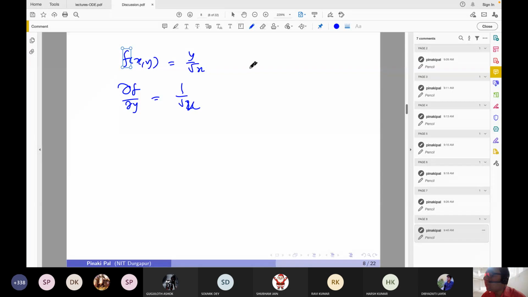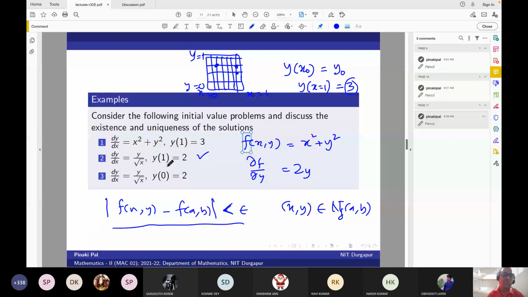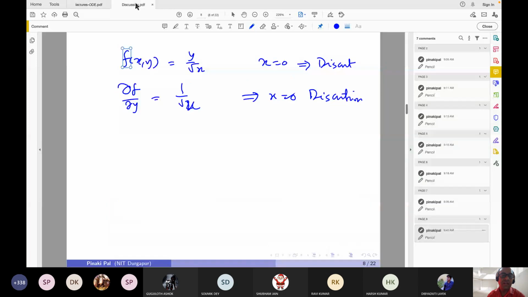So at x equal to 0, it is discontinuous because it will diverge to infinity. And here also at x equal to 0, it is discontinuous. Except at that point, in other places both the functions are continuous. Now what is the point of concern here? It is the point 1, 2, because y at x equal to 1 is equal to 2. So we have to focus on the point 1, 2.